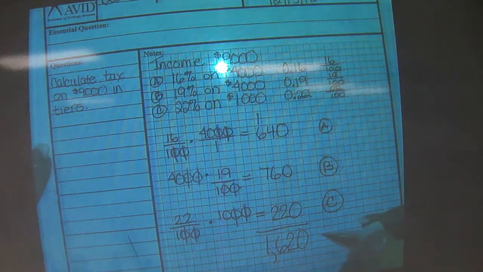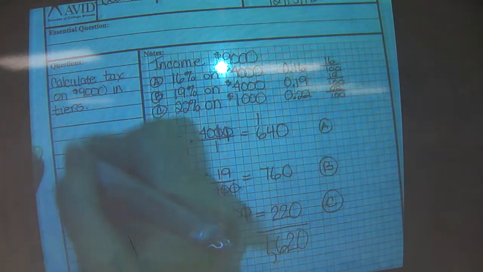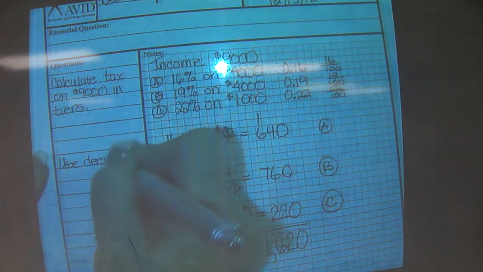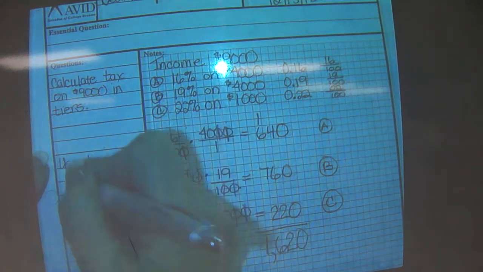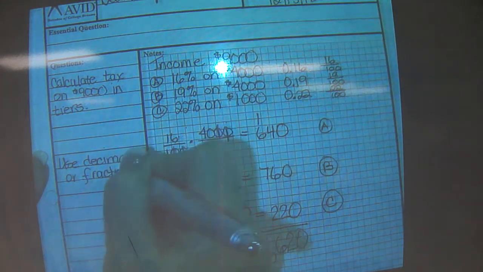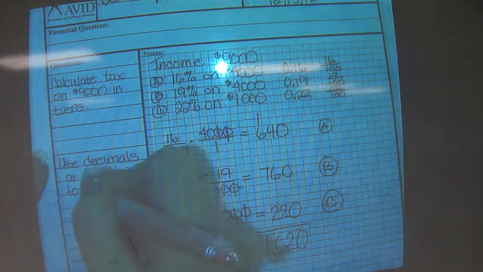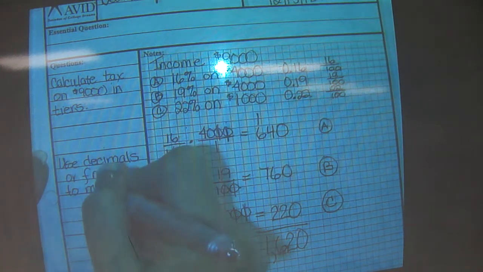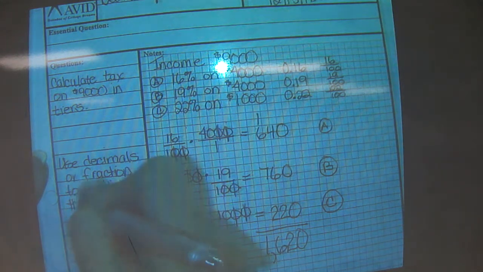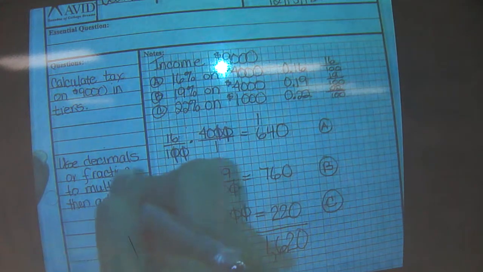So we did 3 calculations and used decimals or fractions to multiply, then add, and what was your aha moment? When you use fractions. Fractions were easier.